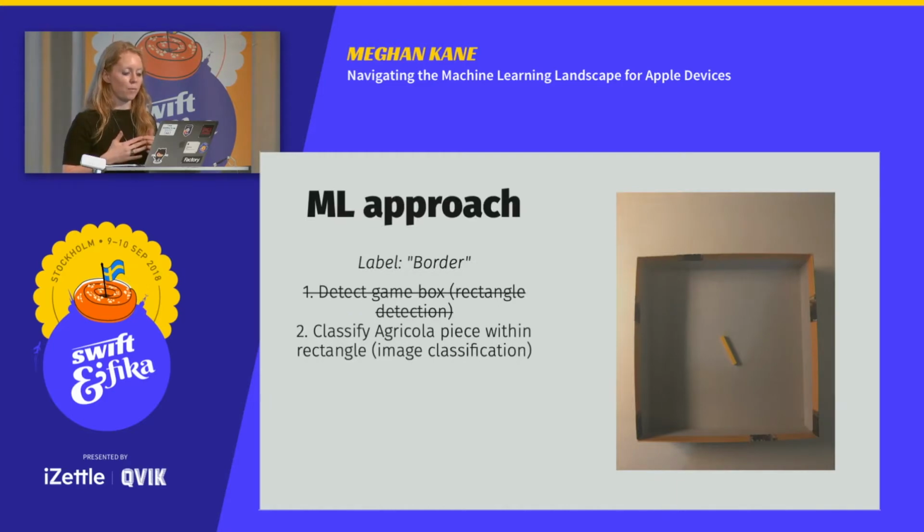OK, so now that we have the bounding box coordinates, we have checked off the first part of our approach. So we've detected the rectangle. And next, we have to classify the Agricola piece within the rectangle. So this is your standard image classification problem.